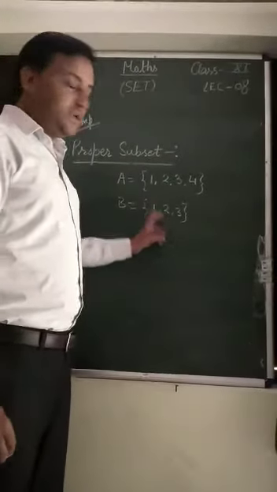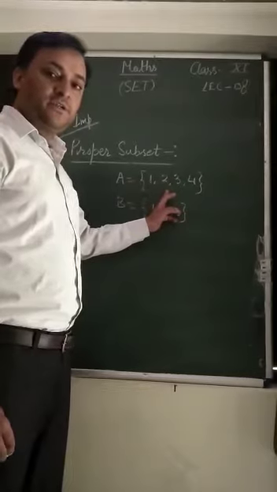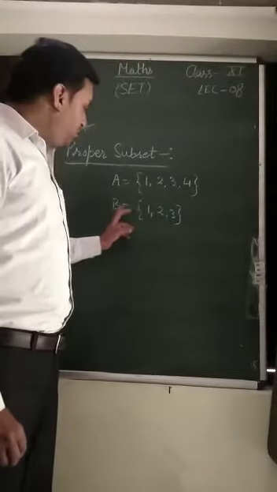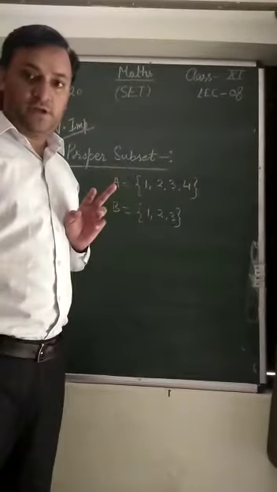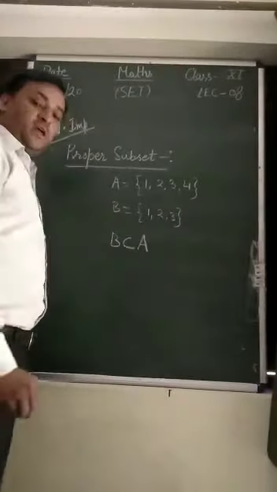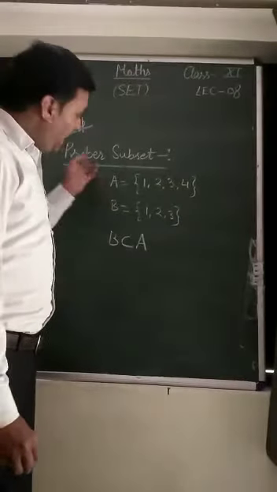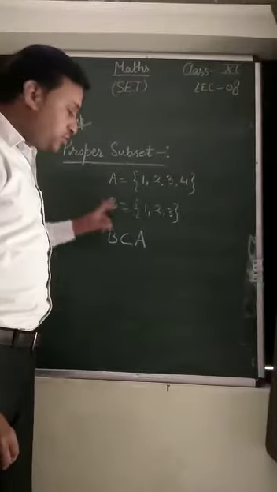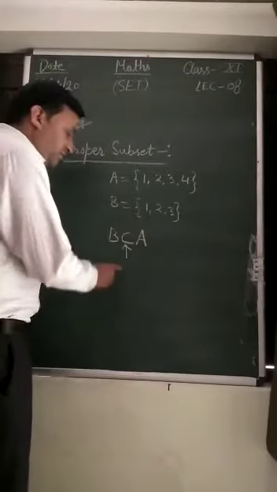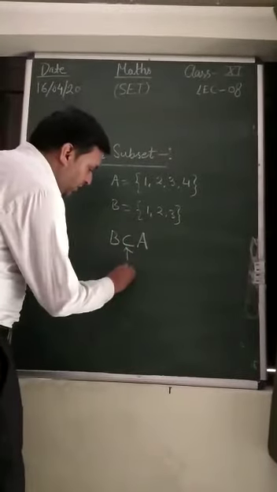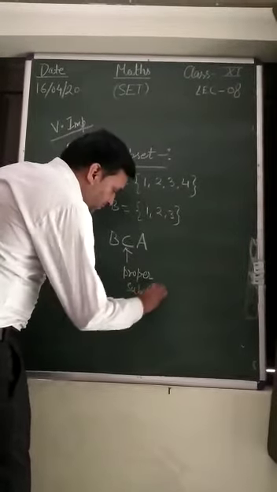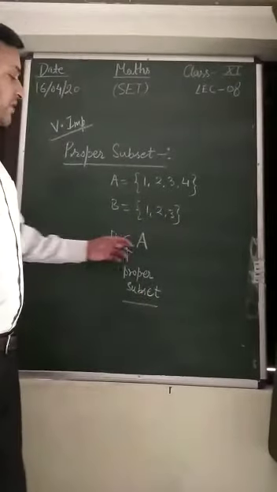Set B contains 3 elements and set A contains 4 different elements. So set A has more elements than set B, so B is a proper subset of A. We write it here: B is a proper subset of A, because B is a subset of A and B does not equal A. Students, this sign, as we said earlier, is the sign of proper subset. So this is called the proper subset of A.